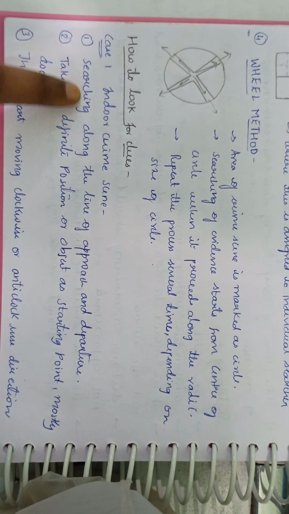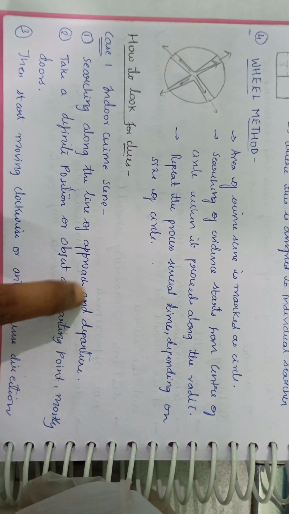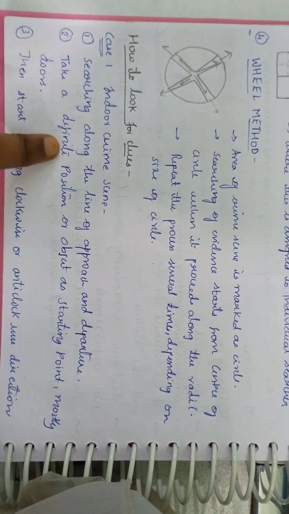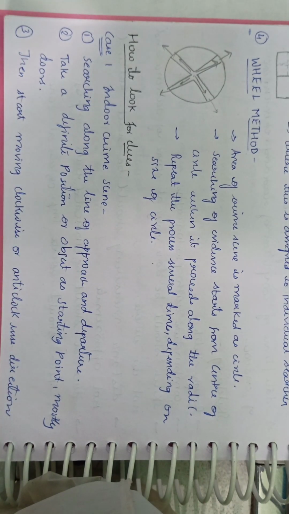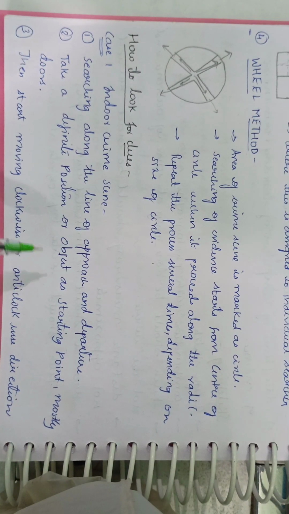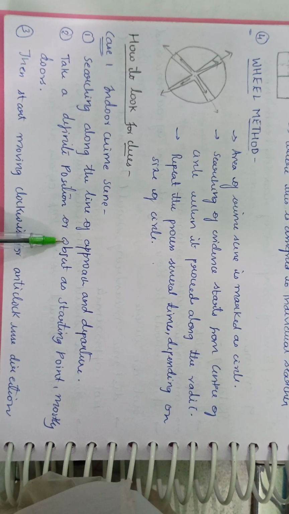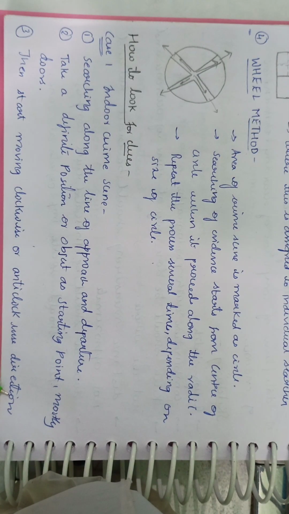So here the search is along the line of approach and departure, where departure means the line of retreat, the exit. Then take a definite position or object as the starting point, mostly doors. Indoor crime scene means, for example, what? A house. And what can be an example of a crime? A robbery. So take a definite position or object as a starting point. Like we take the door as the starting point, and from the door we start looking for the evidence. Then start moving in a clockwise or anti-clockwise direction.